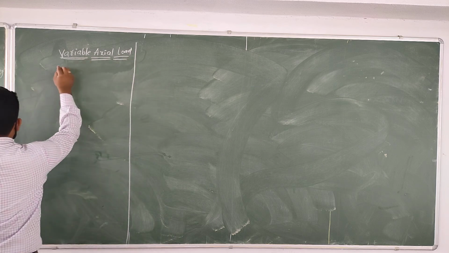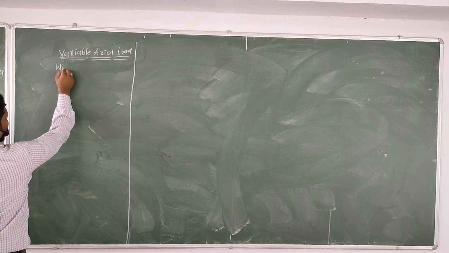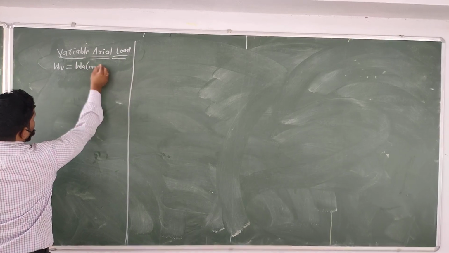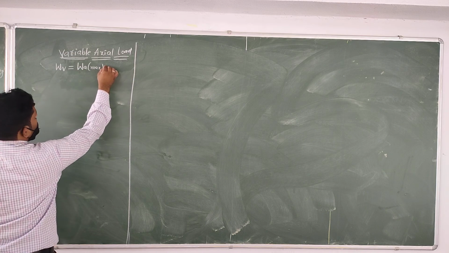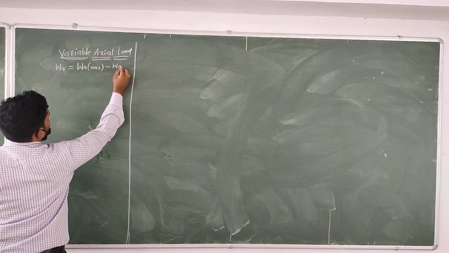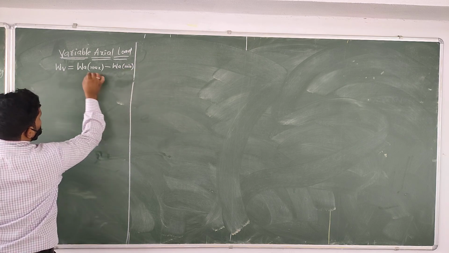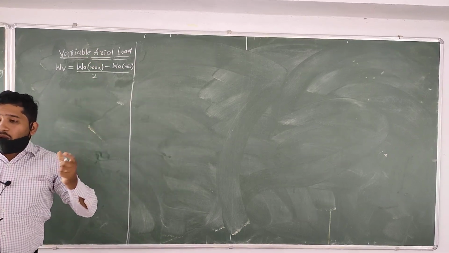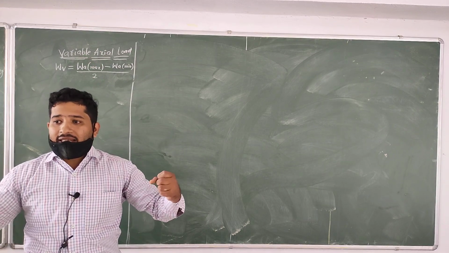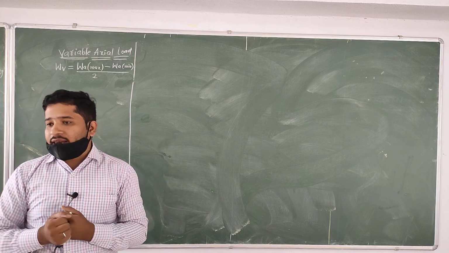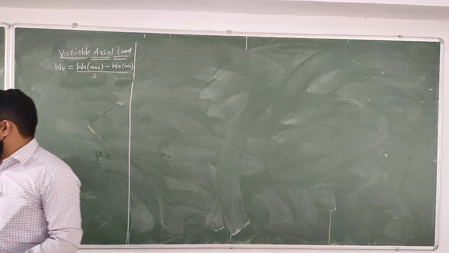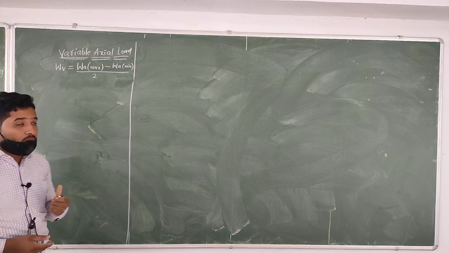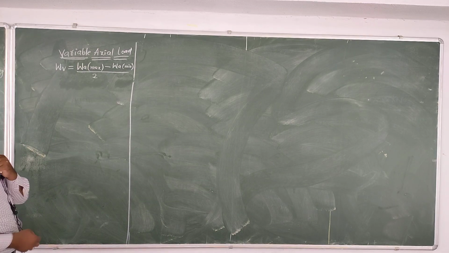So for the variable axial load, it is represented by Wv equal to Wa, that is, maximum axial load minus minimum axial load, divided by 2. Is it right? Because we are talking about which load? Axial load. On this component, how many forces are acting? One is the axial load, acting in tension and compression. Another is the bending load, acting at the free end. So for that reason, first I am finding the axial load. After that, we need to find the bending load. Is it right? So in this case, we are finding the axial load.